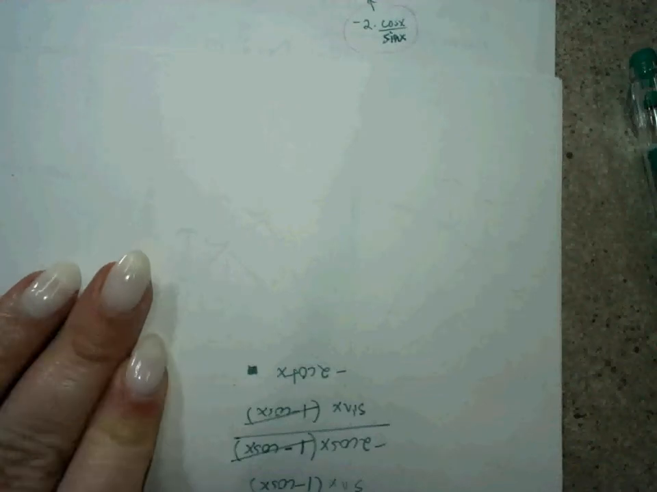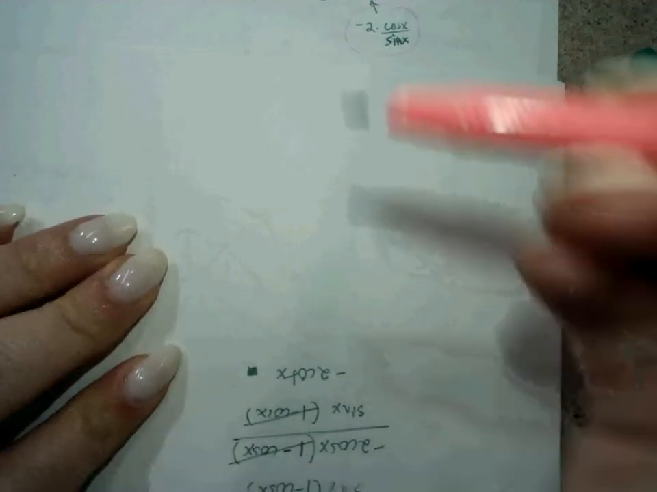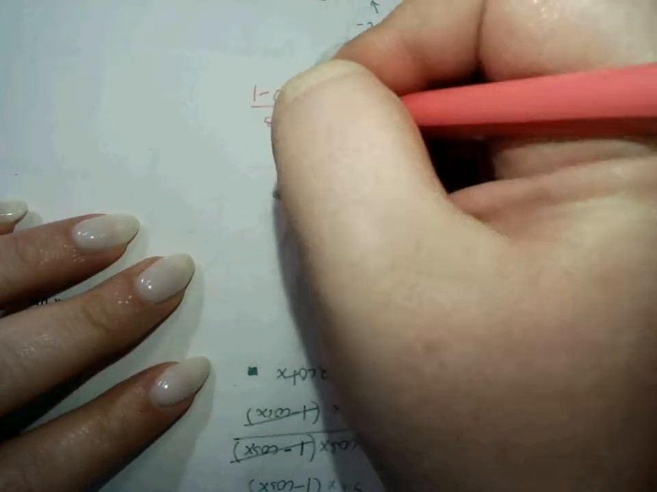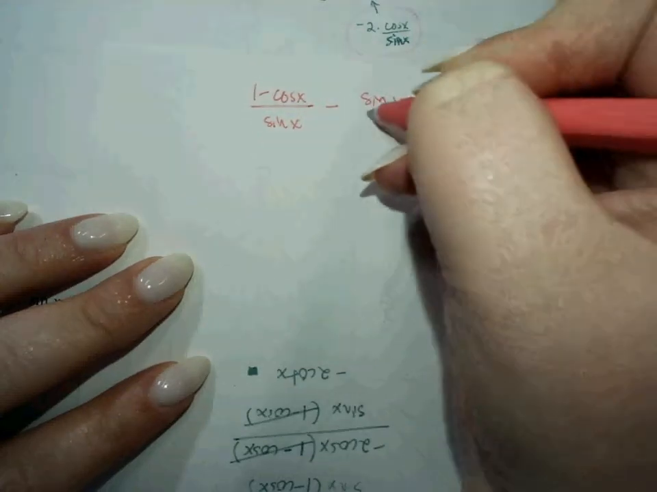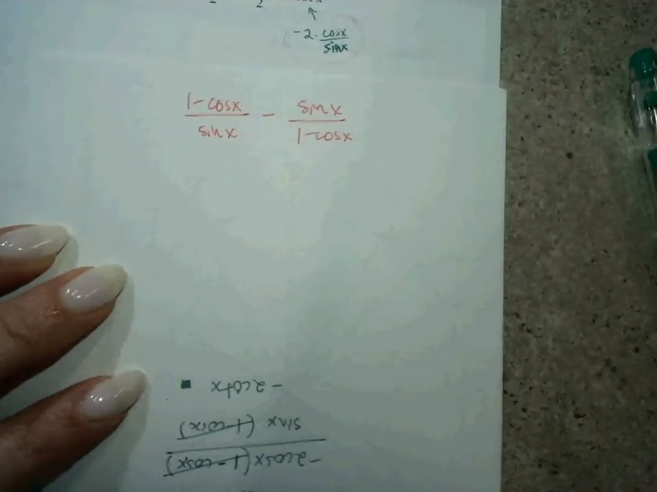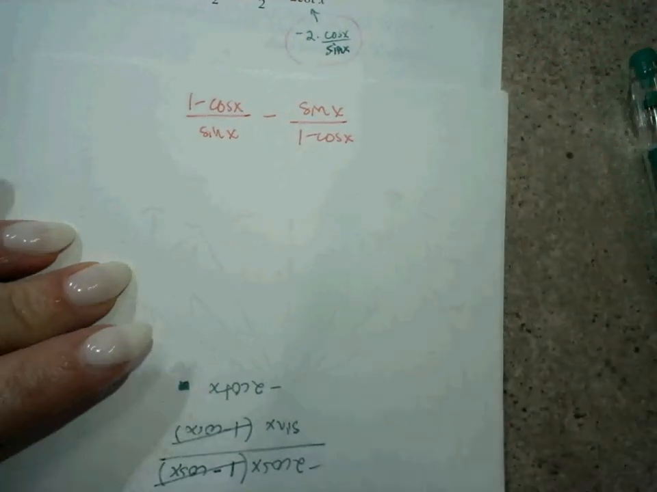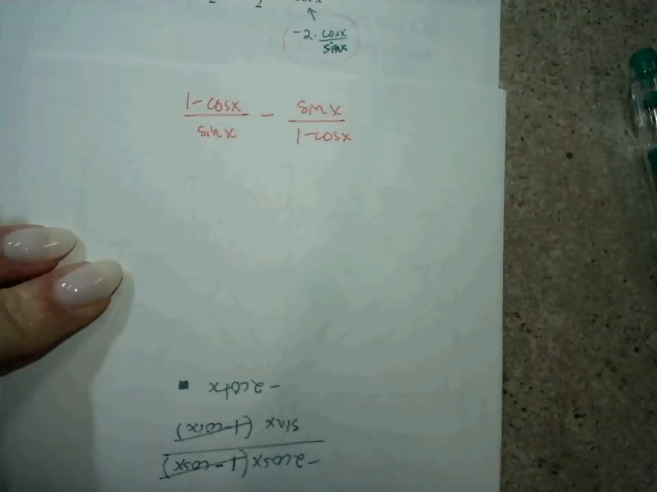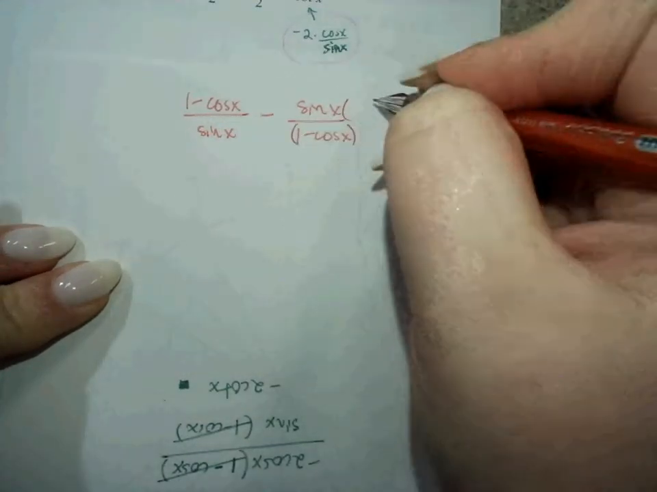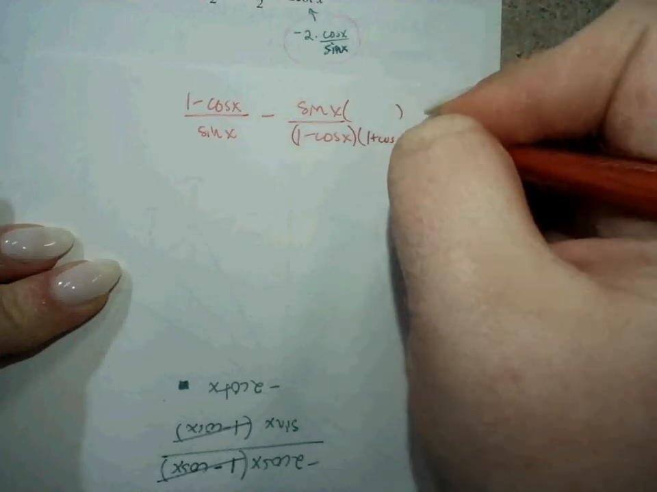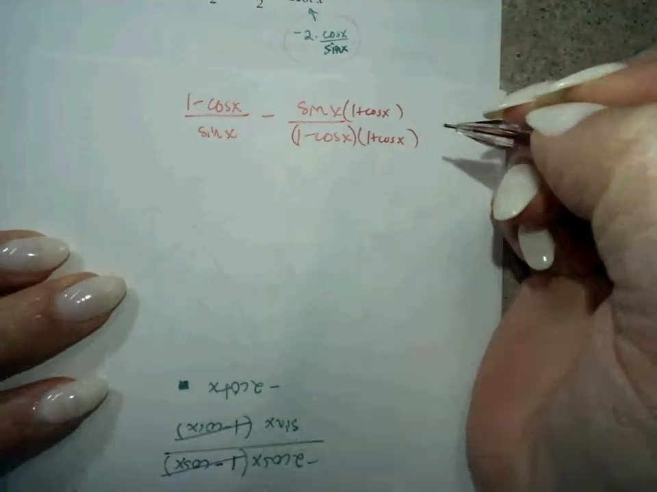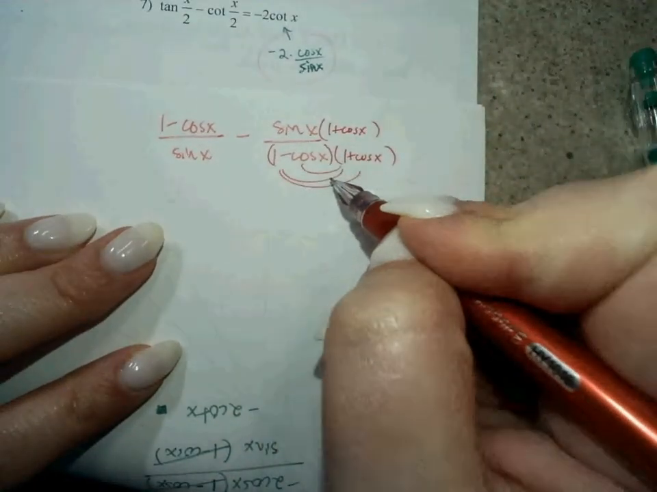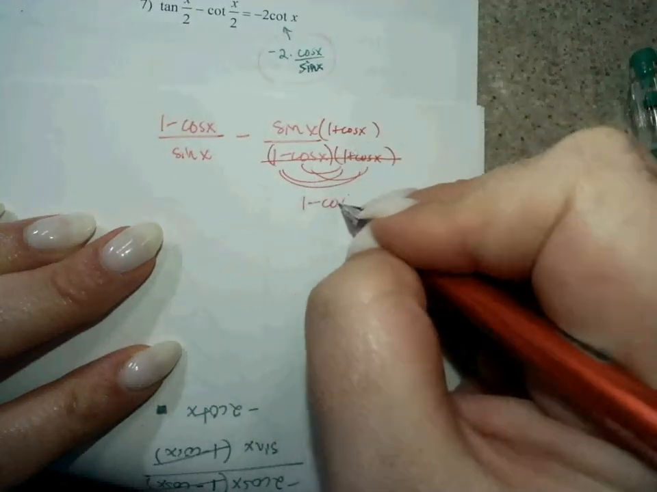So, if I start again with replacing them with 1 minus cosine divided by sine minus sine divided by 1 minus cosine, you can actually use conjugate pairs on just one of these fractions to make your life a whole lot easier. So if I multiply top and bottom by the conjugate of just this one, 1 plus cosine, then let's see what happens, okay? My denominator right here becomes 1 plus cosine minus cosine, those go away, minus cosine squared.